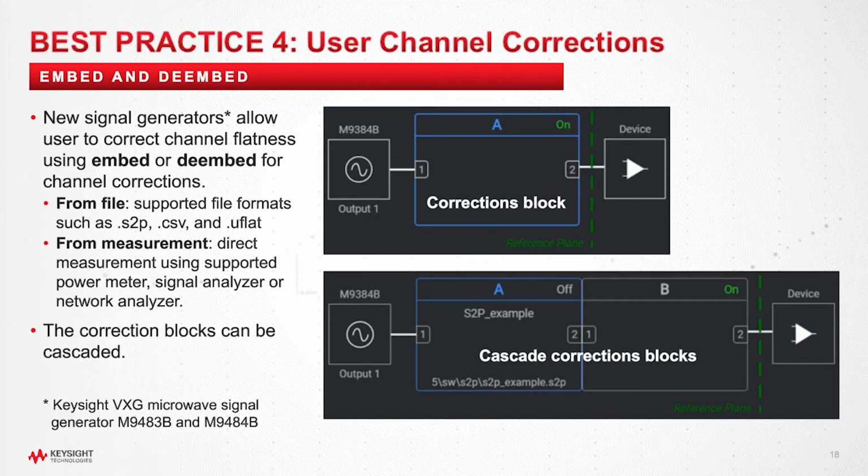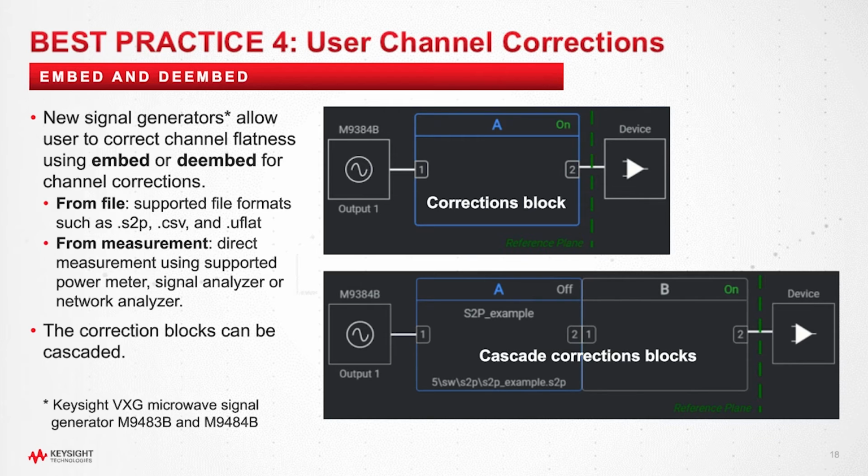New vector signal generators, such as the Keysight VXG, the M9483B or M9484B, allow users to embed and de-embed to correct the frequency response. You see from the figure, the block A and block B. You can add from a file. The file format can be S2P, CSV, or, for the VSG, the UFLAT file format.